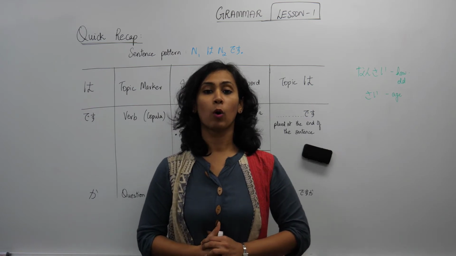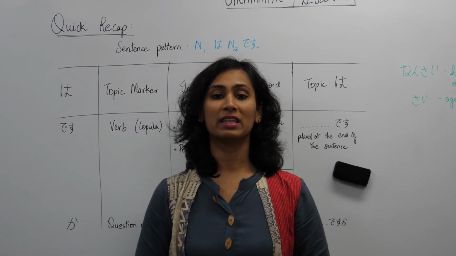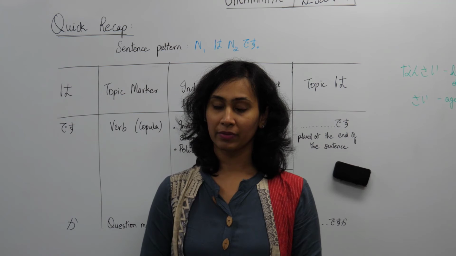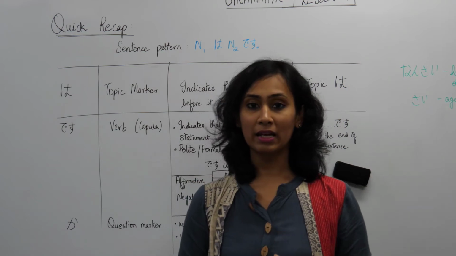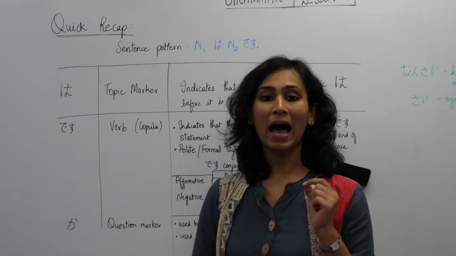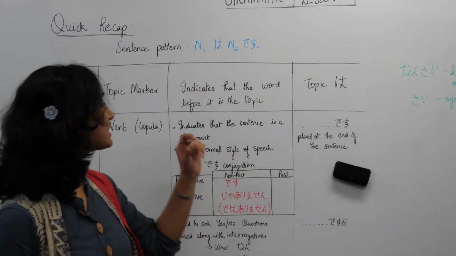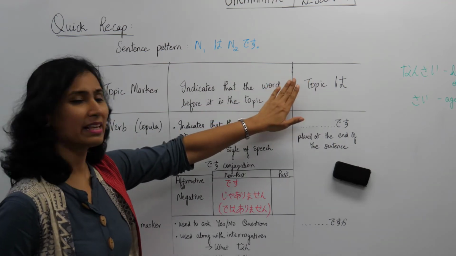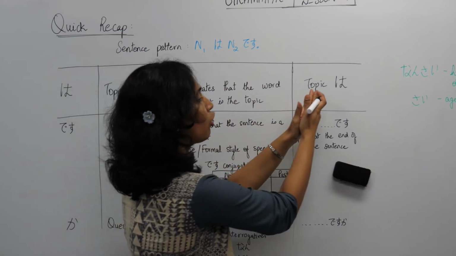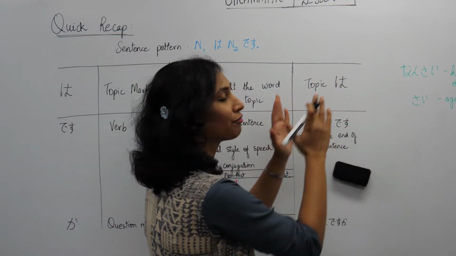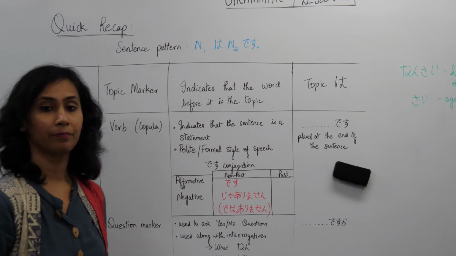It's time to recap what we have learnt in the first lesson of grammar. We started by learning about the sentence pattern N1 wa, N2 desu. In this context, we got introduced to two things: one, the topic marker wa, and the copula desu. Wa is that particle which indicates that the word placed before it is the topic. So its position comes immediately after the topic. The second thing was the copula or the verb desu.